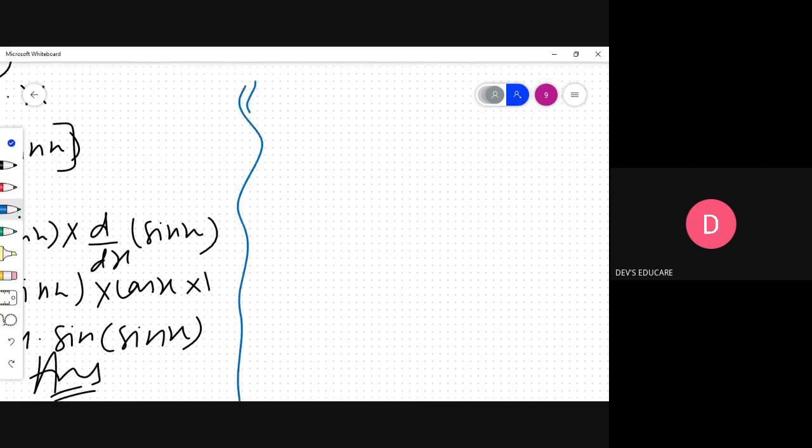So the derivative of a constant is 0. Yes, the derivative of a constant is 0.